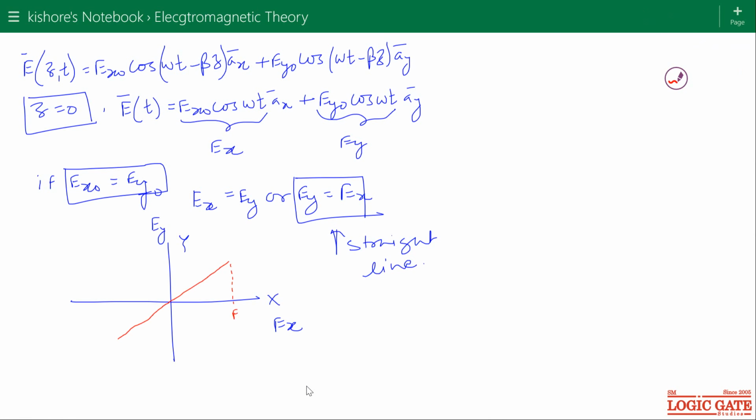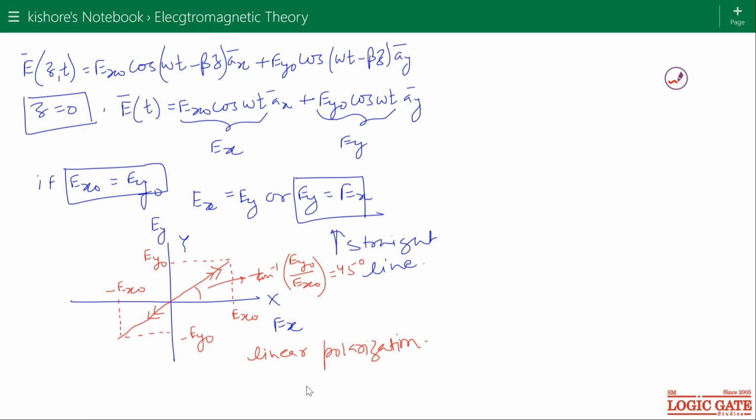At this point, Ex is maximum, that is Ex0. This will be Ey0. Similarly, at this point, Ex is minus Ex0 and Ey is minus Ey0, and this angle is tan inverse of Ey0 by Ex0. If Ey0 is the same as Ex0, then this angle is 45 degrees. So the resultant amplitude will follow this straight line. So this is also an example of linear polarization, or sometimes it is called slant polarization.